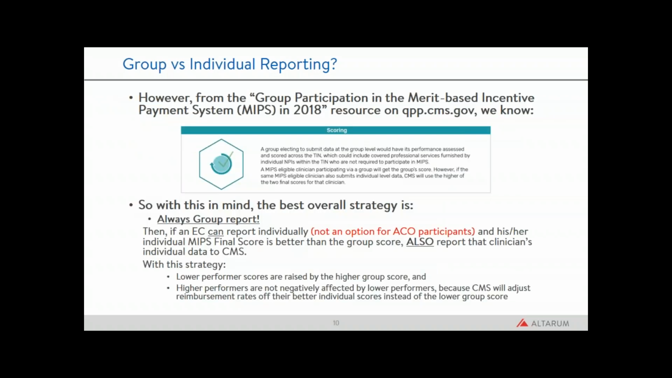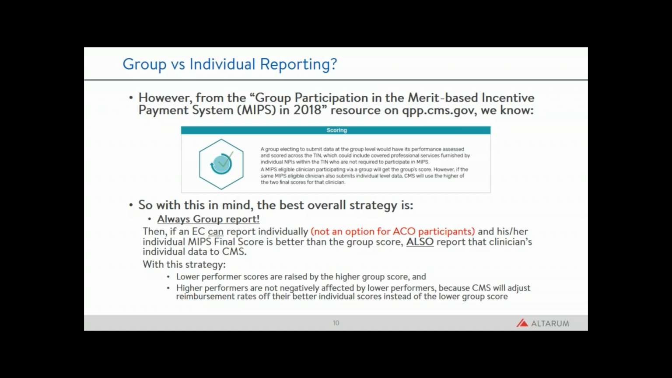It gets a lot more complex than that, though, because in the group participation in the merit-based incentive payment system in 2018 resource that you can pull from the qpp.cms.gov website, we see, and look at the second paragraph there in that screenshot, a MIPS eligible clinician participating via a group will get the group score. However, if the same eligible clinician also submits individual level data, CMS will use the higher of the two final scores for that clinician. So with this in mind, the overall strategy is always group report if you can.